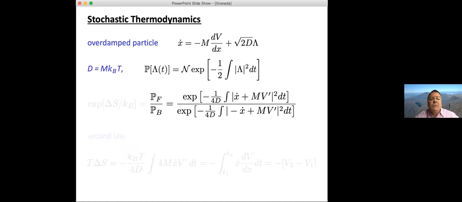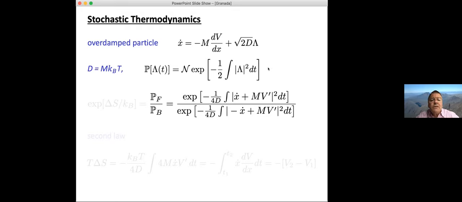So I want to start then with the dynamics of a particle. So consider an overdamped particle, so no inertia. The top of this slide is the Langevin equation for such a particle in a potential V in one dimension. M is a mobility. D, which is M times kT, is a diffusion constant. And lambda in that top equation is white noise, zero mean, unit variance, for which the probability distribution of lambda is in the second equation here.